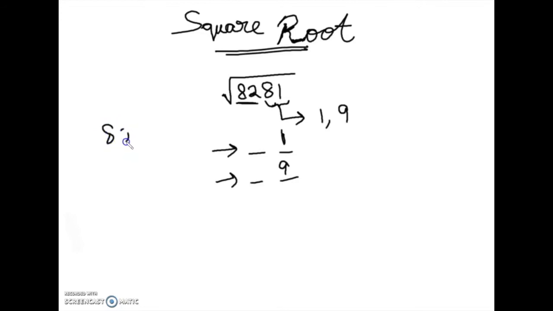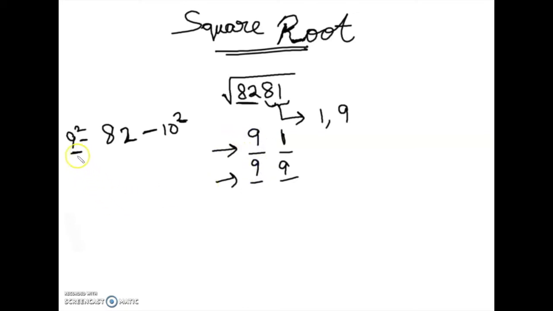Take the next part, which is 82, and check which squares it is lying in between. 9 square is 81 and 10 square is 100. So 82 is lying in between 9 square and 10 square. Take the least number, which is 9, and keep it in the tens place. So the possibility is either 91 or 99.